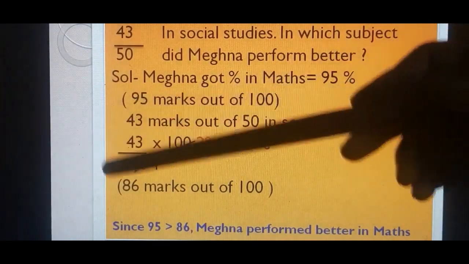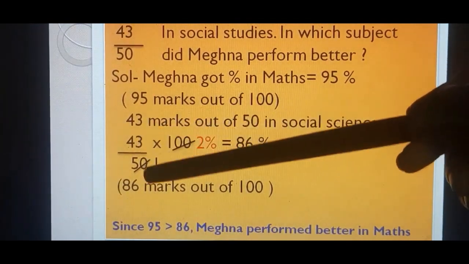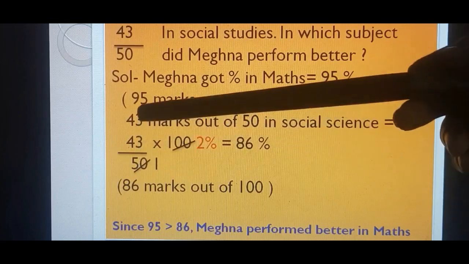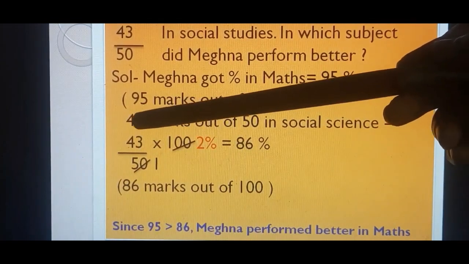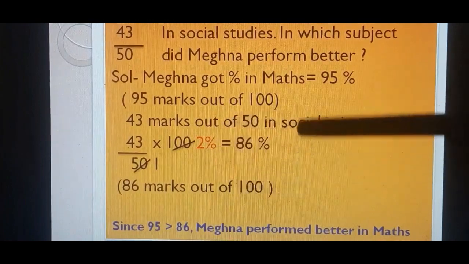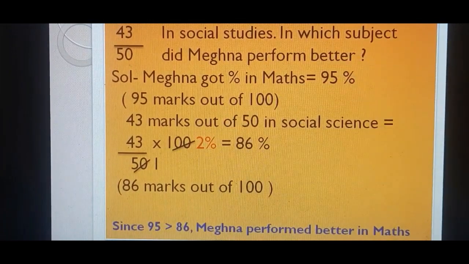Same as there, convert the fraction into percent. Now the 0 will be cancelled from the numerator and the 0 from the denominator. Here it is left 430 divided by 5. It will give you the answer 86%.